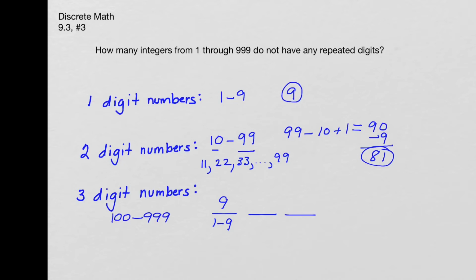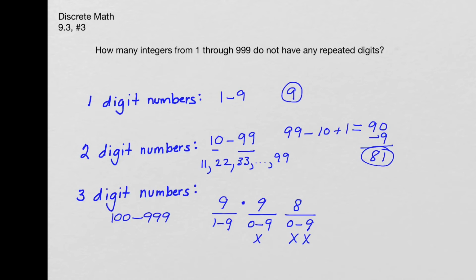Then the next digit can be anything from 0 through 9, but I have to eliminate whatever it was that I used in the first instance. So I need to eliminate one number from that group. We had 10 digits, we're taking 1 away, so now we're down to 9. And then the third digit can be 0 through 9, but we need to take away whatever we used for the first digit and whatever we used for the second digit. So that's 10 digits minus 2, and that gives me 8.